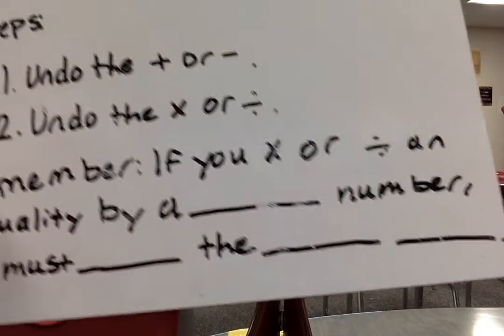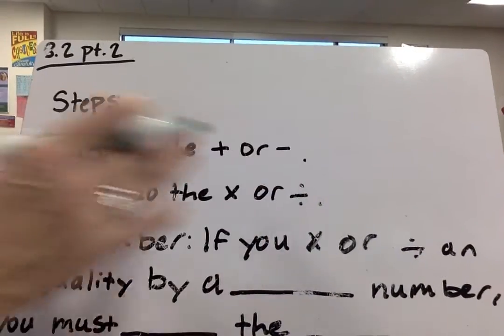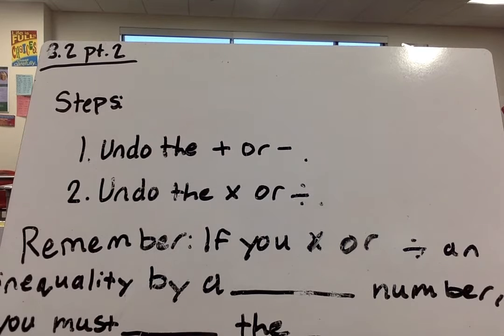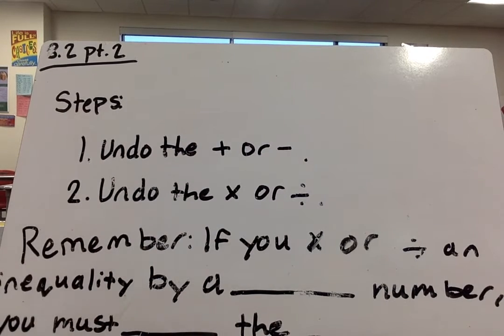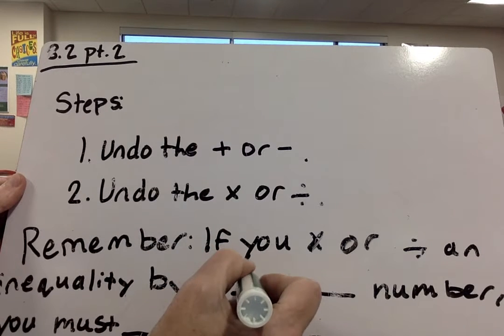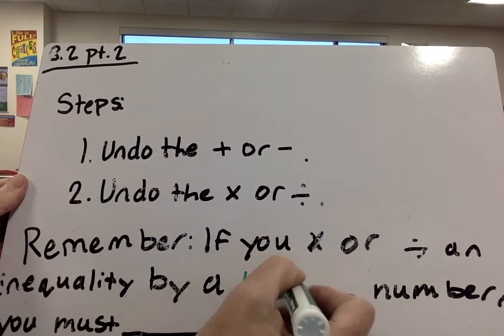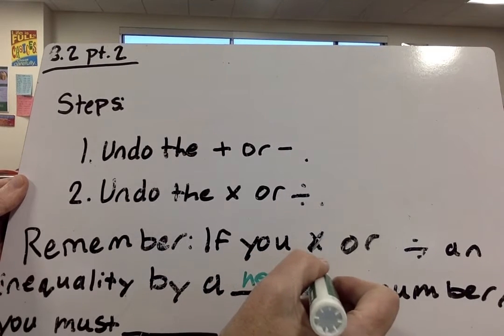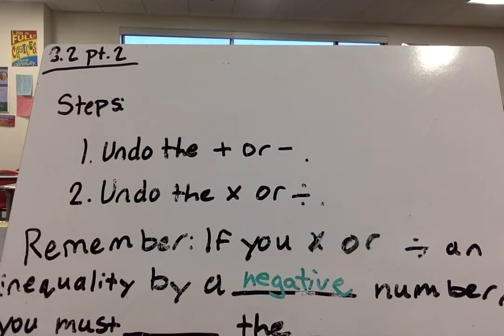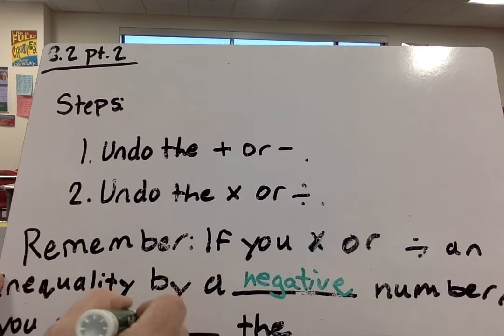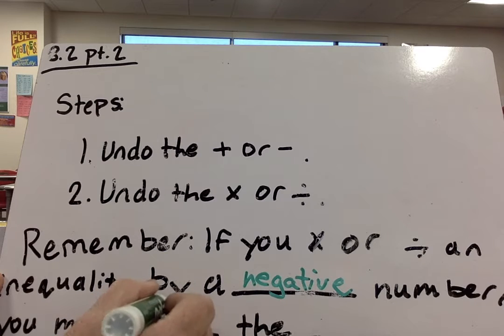You undo the add or subtract by adding or subtracting. Undo the multiplication or division by multiplying or dividing. So we do the opposite from what's been done. And remember, if you multiply or divide an inequality by a negative number, you must switch or flip the inequality sign.